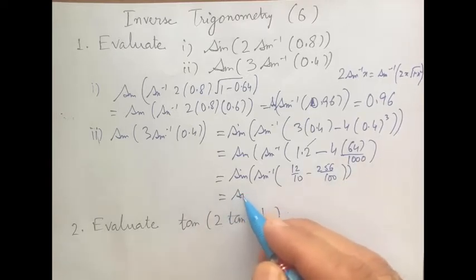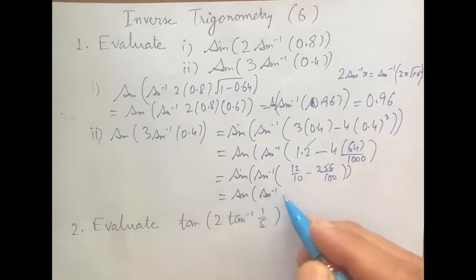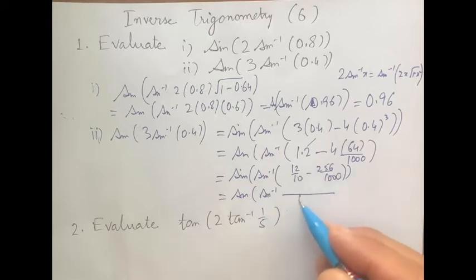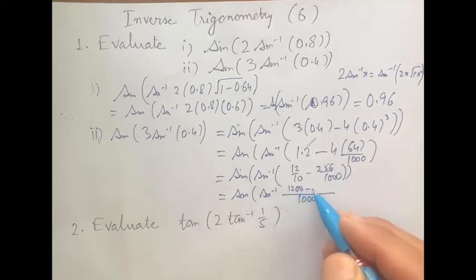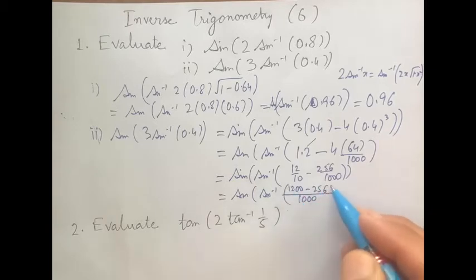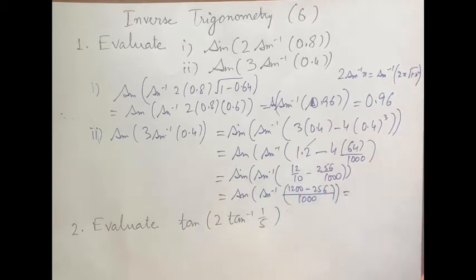This is sine inverse of 1200 minus 256 upon 1000. And 1200 minus 256 is 944 upon 1000, or this is 0.944. This is the answer.